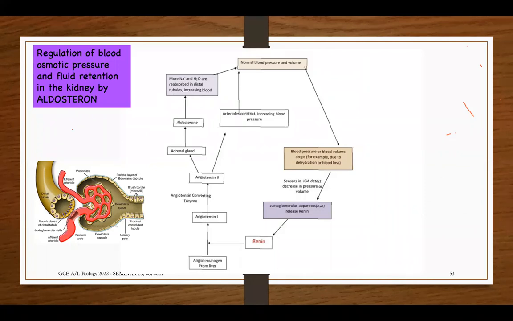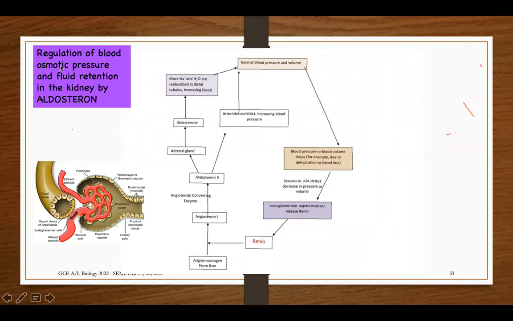Then what will happen? Sensors in the JGA. JGA is the juxtaglomerular apparatus. I have given you a picture in this slide to show the juxtaglomerular apparatus. It's a specialized structure, children, formed by the DCT, distal convoluted tubule, and the afferent arteriole, and it is found closer to the glomerulus. It's formed with association of the distal convoluted tubule and the afferent arteriole of the glomerulus.